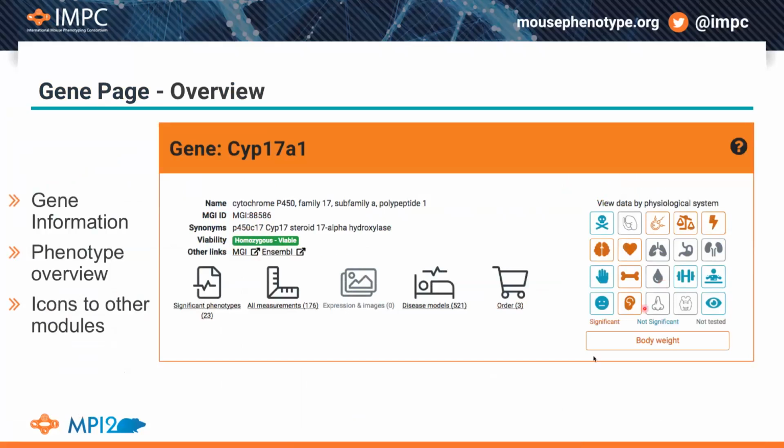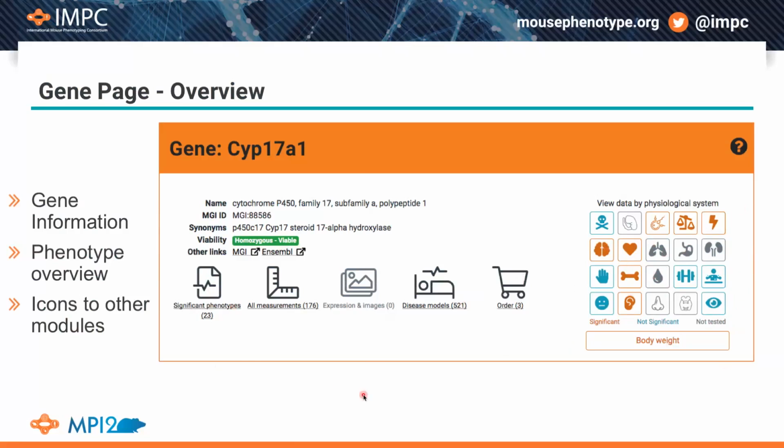The gene information, we used to show a lot more and we were losing people. So we stripped it down to the bare minimum, some of the ideas I just mentioned, whether the mice are viable or not, links to MGI and Ensembl. And we give a phenotype overview, and this is something that UX has tested very positively on. Each one of these represents a physiological system. If it's blue, it means it's been tested and we didn't find anything significant. If it's orange, it means we found a significant phenotype. And if it's gray, it means we didn't get phenotype data for that yet. We also have a body weight curve, as that's important for mouse biologists. We have icons to other modules, and I'll come back to those.